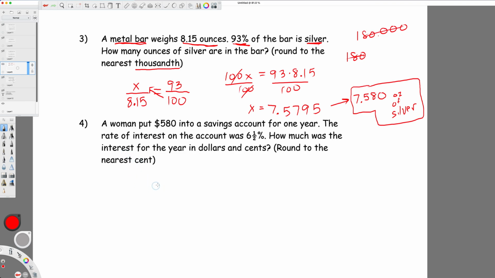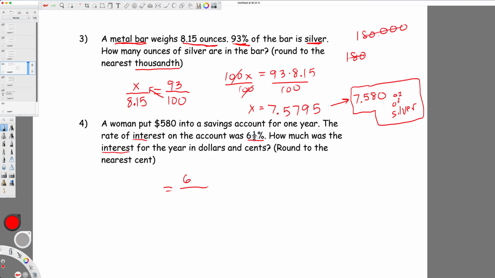So let's move on to number 4. Number 4, a woman put $580 into a savings account for 1 year. The rate of interest was 6.5%. And then how much was the interest? This is an interest rate, and they ask me for the interest. So keep that in mind when we're setting up our proportion here. Always put the percent over 100.